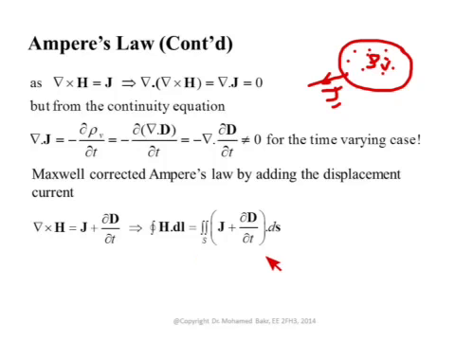We can have Ampere's law now in the integral form. The integral of H dot dl is equal to the total current enclosed. So you integrate over the surface enclosed by this L of J plus partial D partial t dot dS. J dot dS will give us the current flow due to the actual flow of charges, and the integral over the surface of partial D partial t dot dS will give us the displacement current flow in amperes.